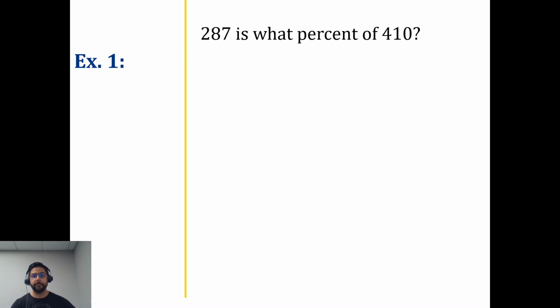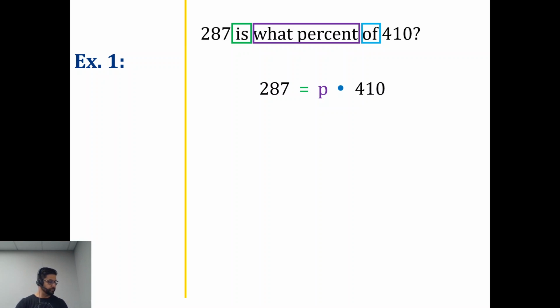So we're going to go ahead and set it up as follows. 287 is what percent of 410? 287 is, so that's our equal sign. What percent? Well, we don't know what percent. Of 410, so times 410. 287 is the equal sign. What percent is the unknown. Of means multiplied by 410.